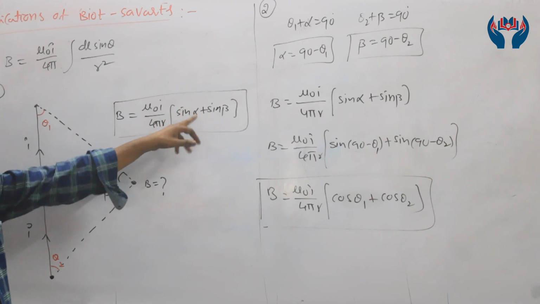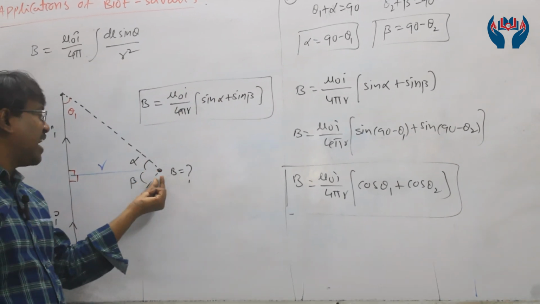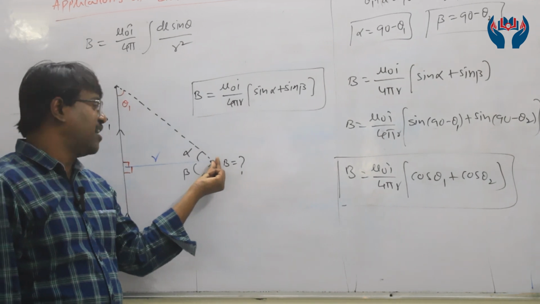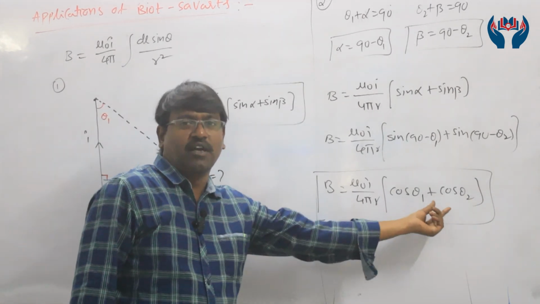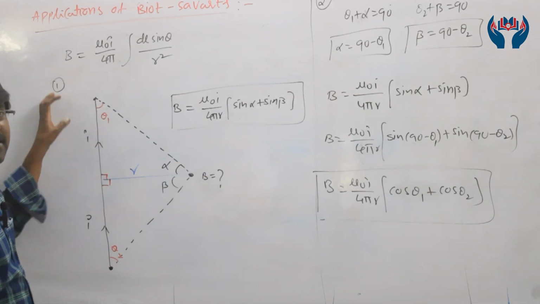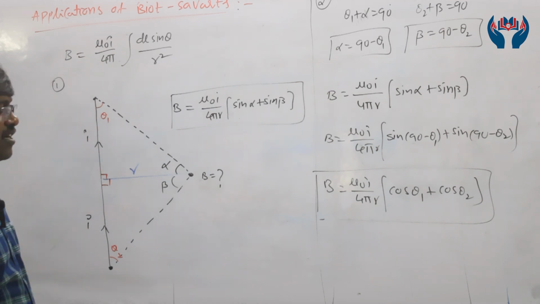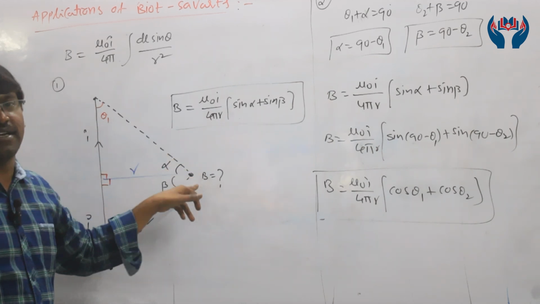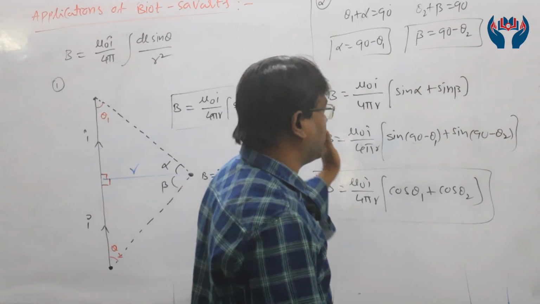So the earlier formula is in terms of alpha and beta. What are alpha and beta? These are the angles at the measuring point. This one is in terms of theta 1 and theta 2. What are theta 1 and theta 2? They are the angles at the ends of the conductor. Angles at the measuring point we consider alpha and beta, and angles at the ends we consider theta 1 and theta 2.